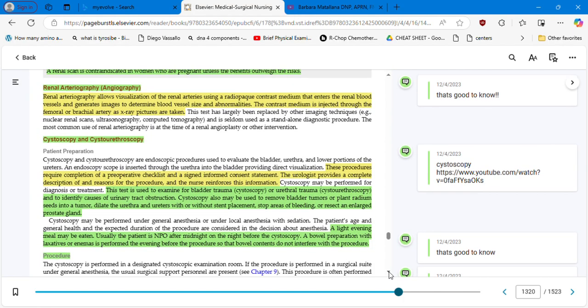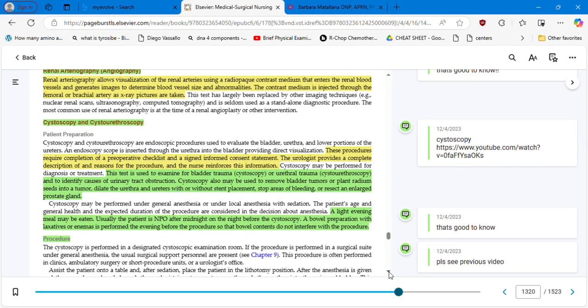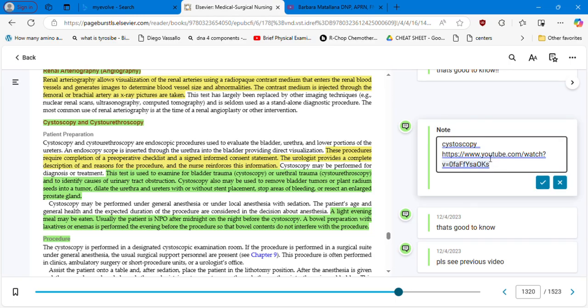Now we have the cystoscopy or cystoureteroscopy. But cystoscopy is important. We are going to watch a very short video about the cystoscopy. Okay, and we are almost done with this chapter. Cystoscopy. Okay, 2 minutes.